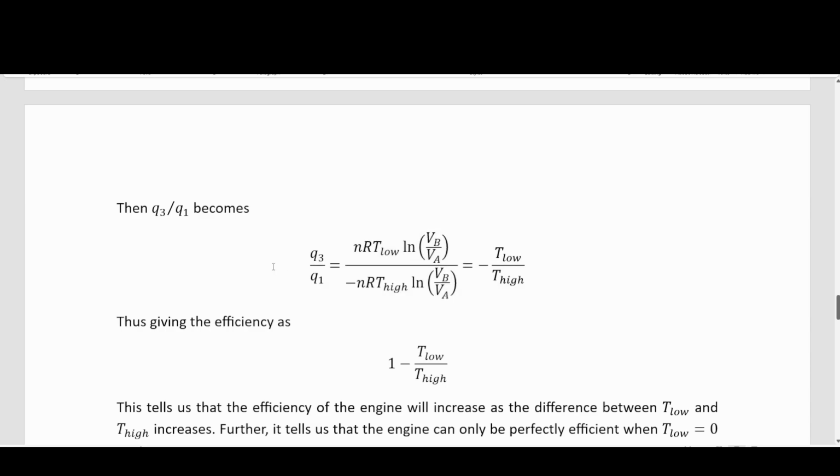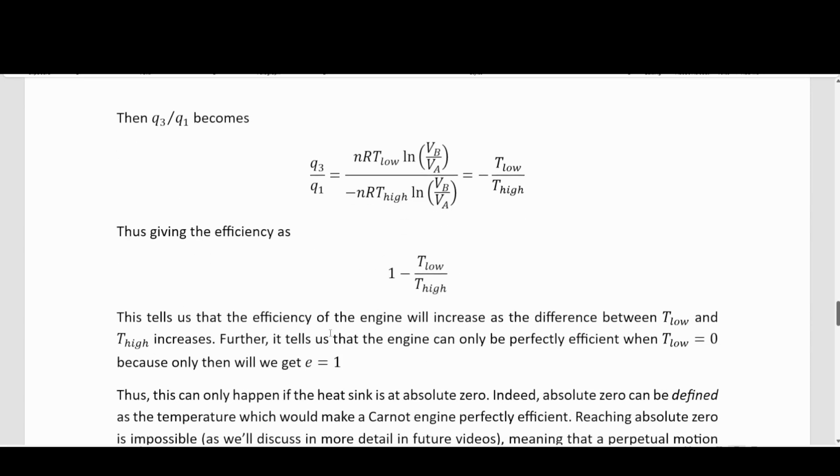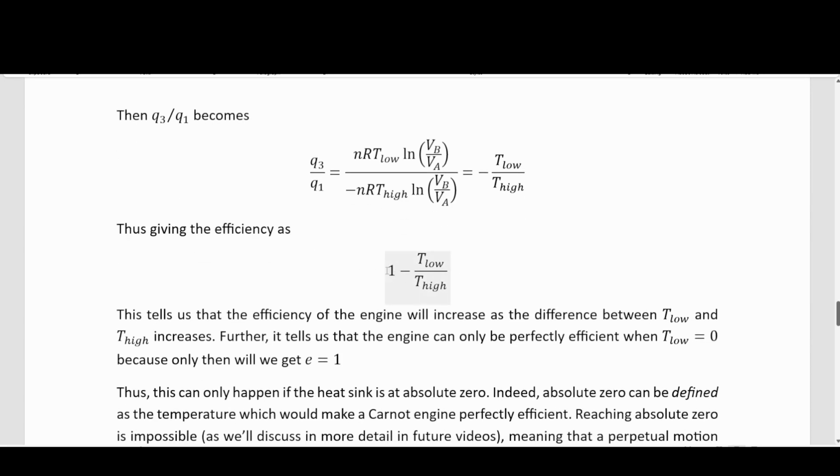Remember, we're trying to find what the efficiency is. We said that there was a Q3 over Q1 term, so we just take our equation for Q3 and divide it by the equation for Q1, and we end up with negative T low over T high. So that's the temperature at the low isotherm and the temperature at the high isotherm. And so it gives us this as our efficiency, 1 minus T low over T high.